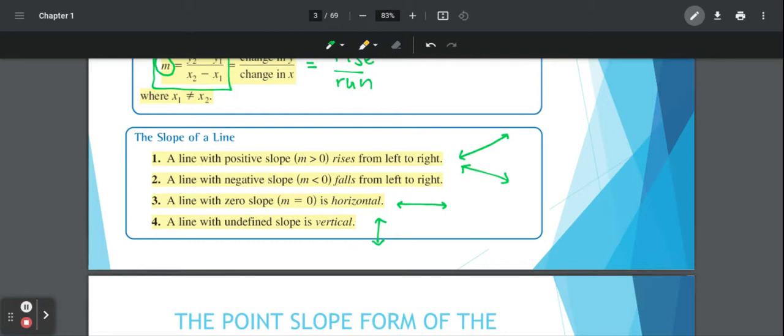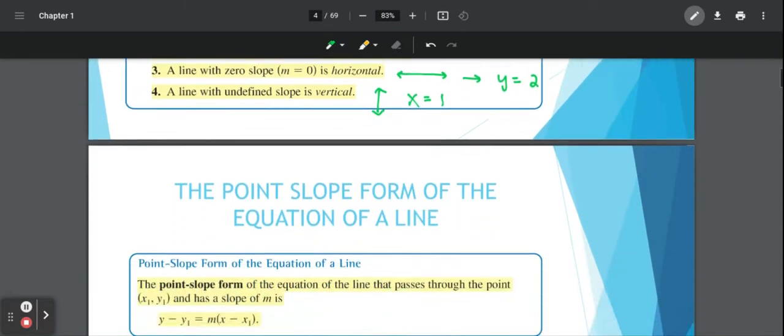So when we're talking about equations of a line, and we'll get to this in a little bit, with those horizontal lines, those are y equals some sort of constant equation. So maybe y equals 2 or y equals 7. For a vertical line, those are x equals a number or a constant type equation.